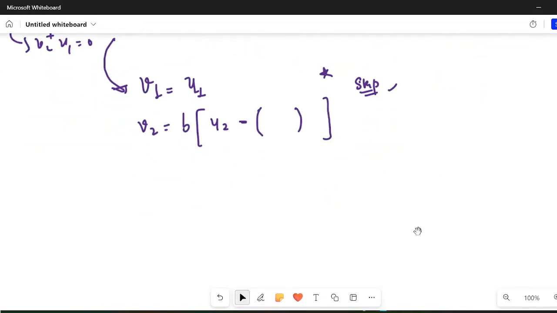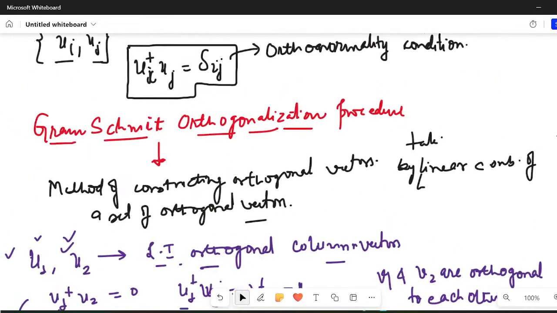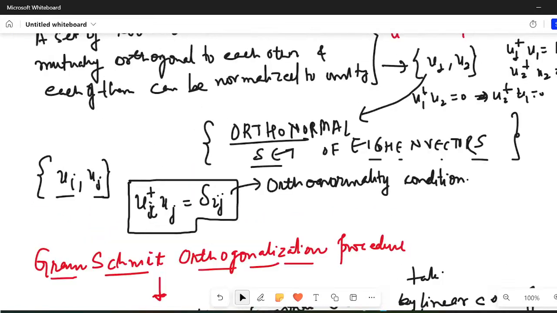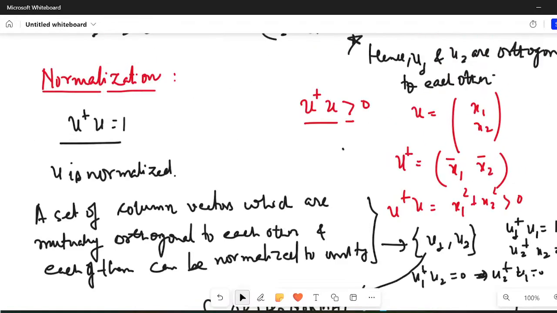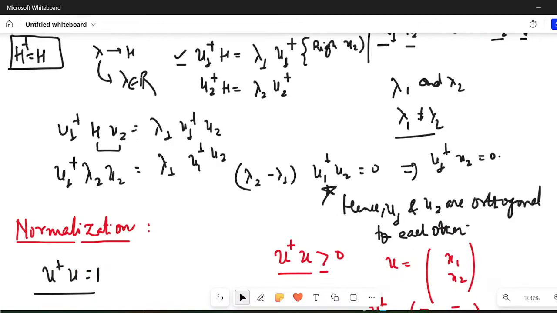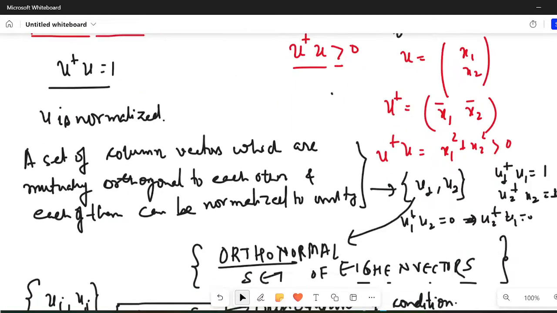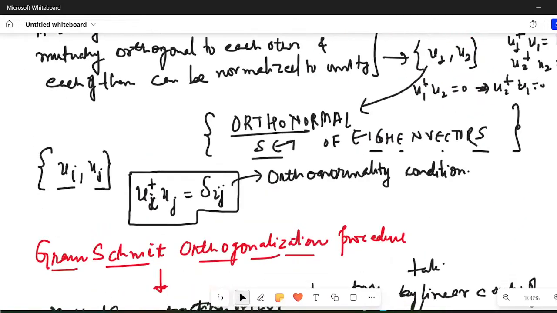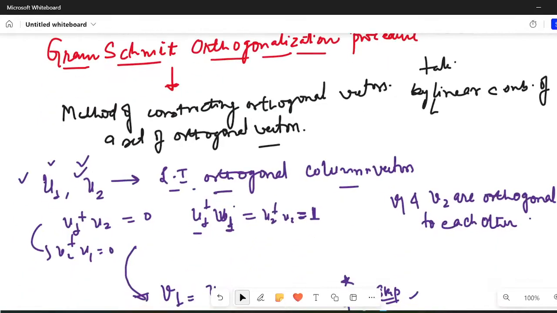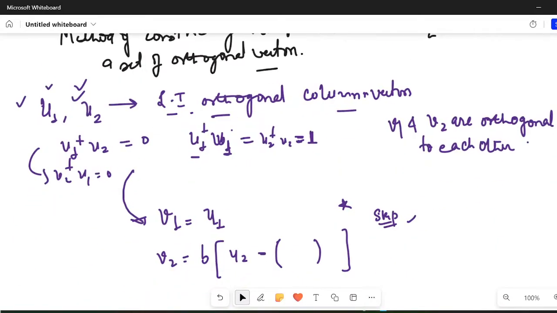So let me skip this and let me write a few other properties. Till now we have seen that eigenvalues of Hermitian matrices are real, and we've seen that the eigenvectors corresponding to the eigenvalues form an orthogonal set of vectors. They form an orthogonal set of vectors. Okay.